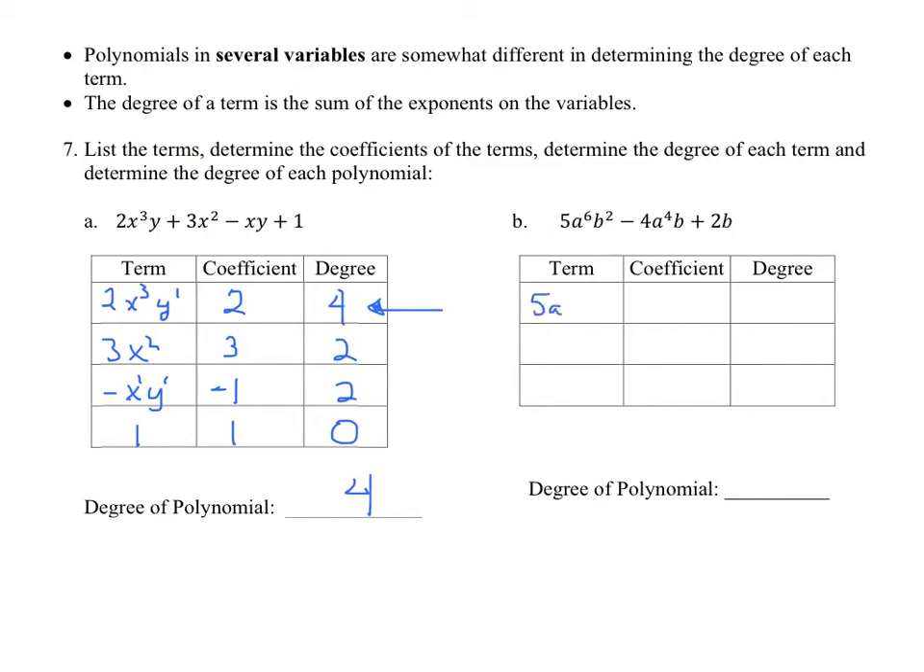Write the terms. Coefficients, 5, negative 4, and 2. Degree, add those exponents. Oh, this guy only has one exponent. Okay, so the degree of the entire polynomial is the highest degree in the list, and it is 8.